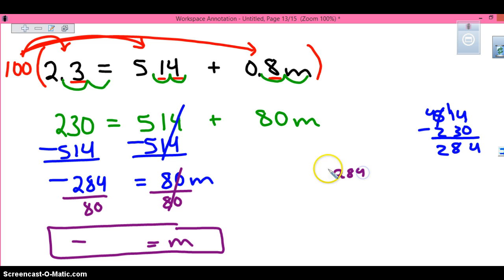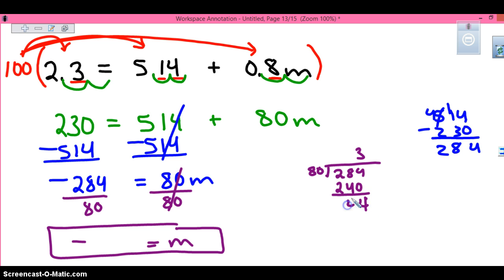284 divided by 80. Does 80 go into 2? No. Does 80 go into 28? Does 80 go into 284? About 3 times. 3 times 80 is 240. 4 minus 0 is 4.